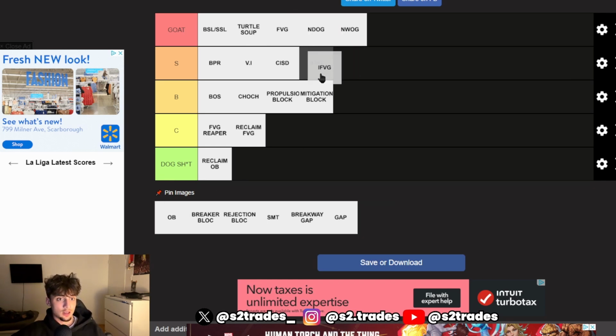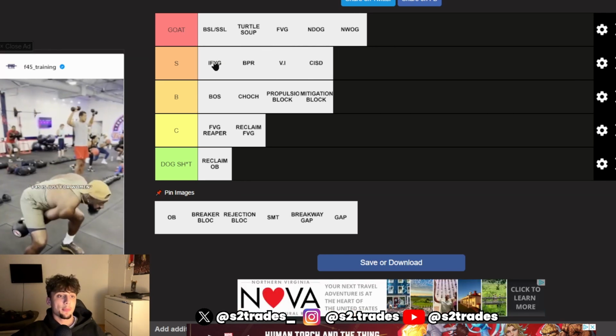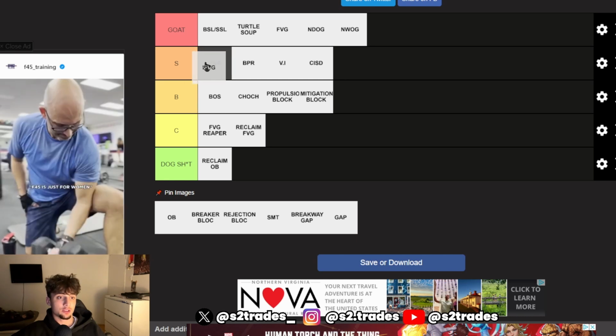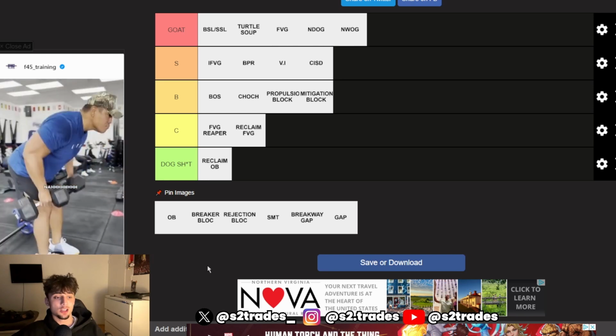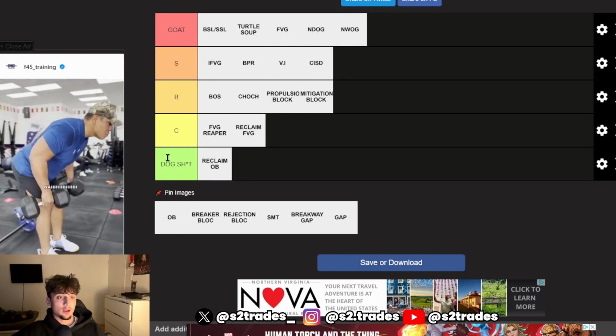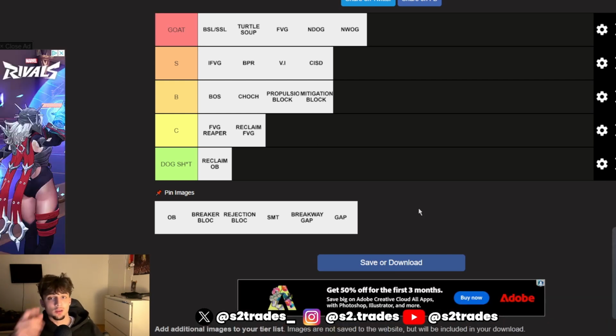Inverse fair value gaps, I would put that top of S tier, and here's why. Not all inverse fair value gaps actually have a reaction off it, but an inverse fair value gap would tell you if the market is about to start changing in the opposite direction. So let's say we have really crazy bullish moves, and then a liquidity sweep paired with an SMT, and then boom, we have a higher time frame inverse fair value gap. It's a good way to tell that, okay, we're gonna start reversing, and it's just a good way to lead on with your bias.